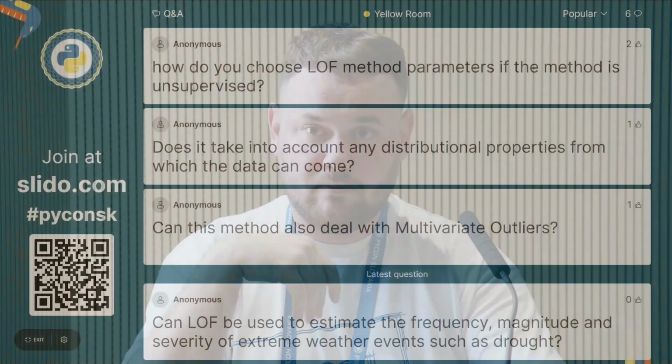Yeah, okay. You just have to import it from somewhere, the label data, but you would have to find the... Yeah, okay, never mind. So how do you choose the local outlier factor method parameters if the method is unsupervised?